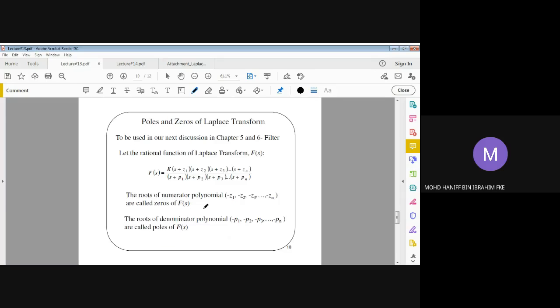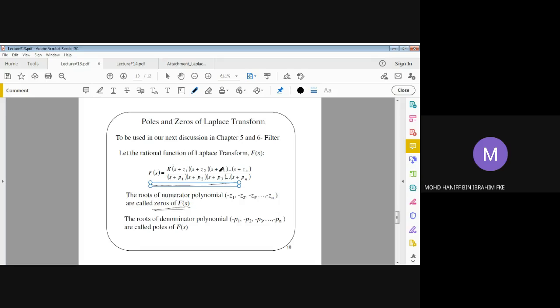Okay, then this will be the last topic for lecture 13, which is to understand the poles and zeros concept of Laplace transform. Let's say we have the Laplace transform F(s) given by this. We have the numerator part and also the denominator part down here. For the numerator polynomial, the roots of this polynomial are called the zeros.